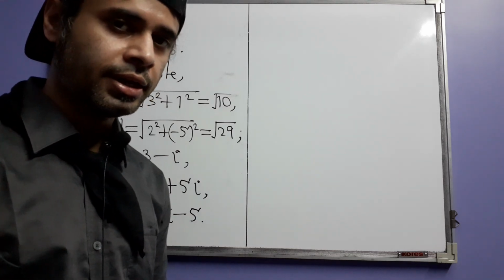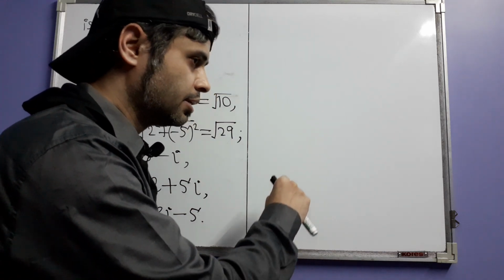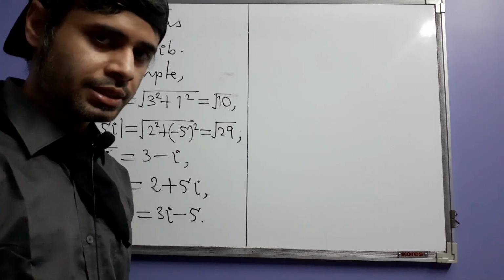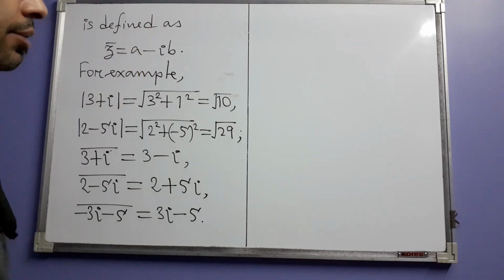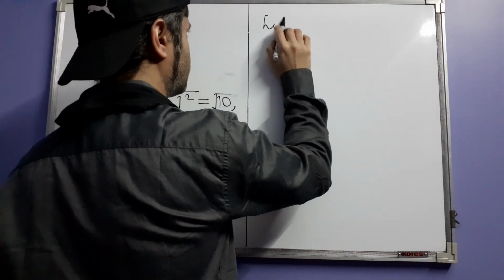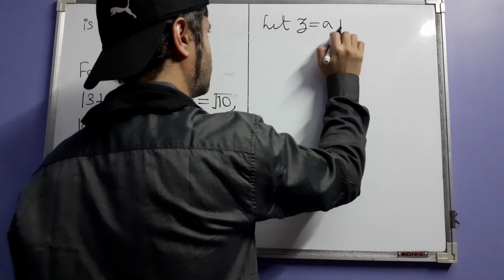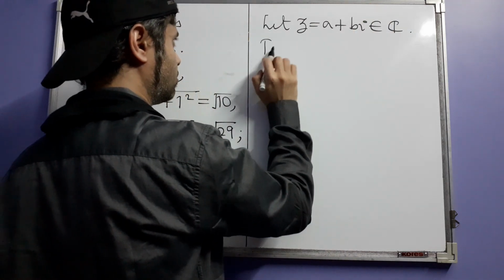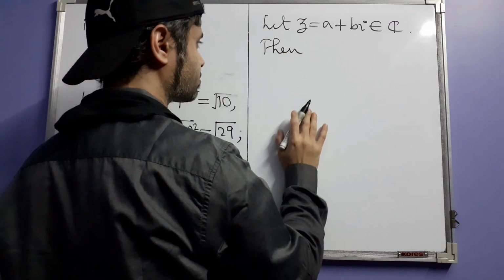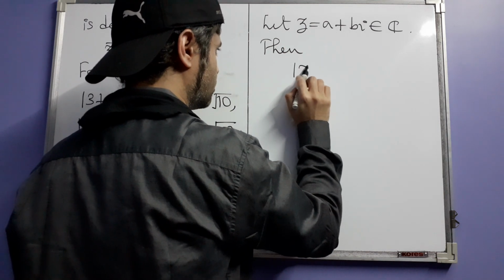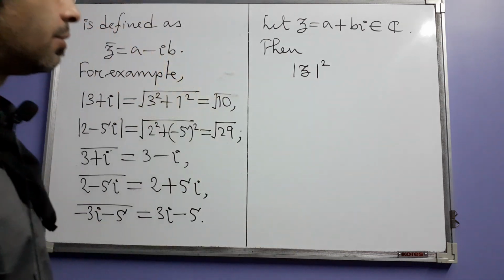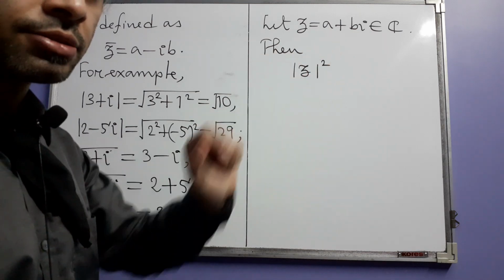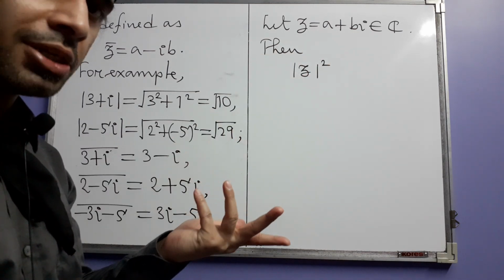Alright, let us now link a complex number, its absolute value, that is modulus, and its complex conjugate. These are linked together by a relation. Let this be a complex number. Then let us consider this. The square of the absolute value. What is the absolute value or modulus? Root a square plus b square. So its square will be a square plus b square.